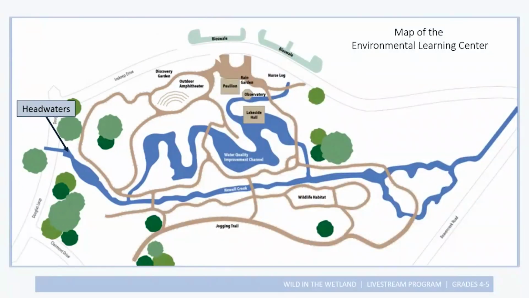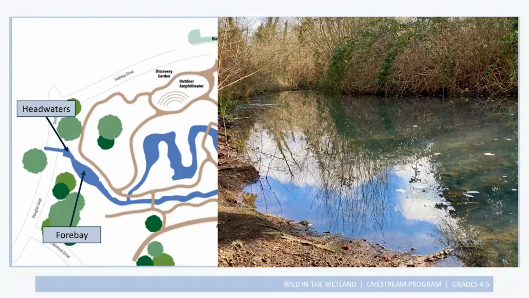And as it moves, the next part of the Newell Creek is the forebay. And the forebay looks like this. It's a wider spot in the creek, and it helps to slow the water down. Now, why would we want to do that? Why would we want to slow the water down? Well, there are some really great benefits that come from slowing the water down.